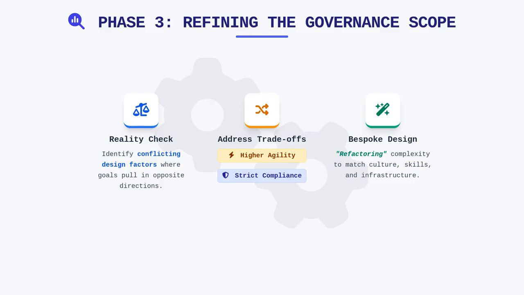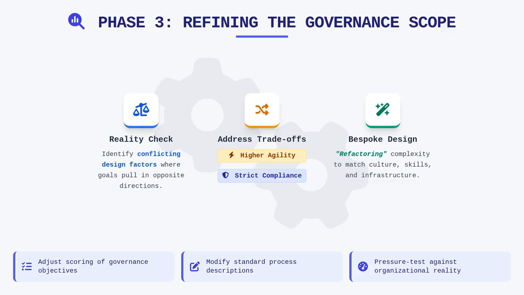Much like refactoring code, this refinement process removes unnecessary complexity that does not contribute to the enterprise's core objectives. The result is a bespoke governance design that has been pressure tested against the realities of your current culture, current skills, and infrastructure capabilities.